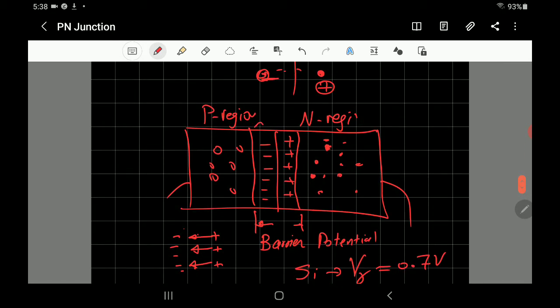And this region, they call it the depletion region. Why do you call it the depletion region? Let's write it nice and clear.